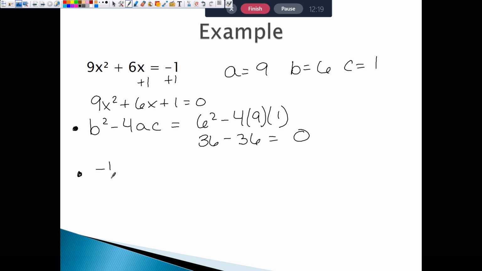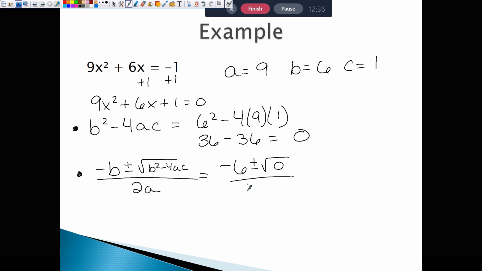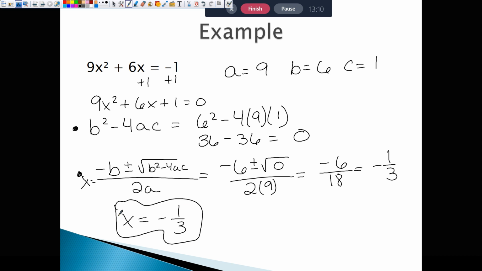So let's go into our equation. Negative b plus or minus the square root of b squared minus 4ac all over 2a. So negative 6 plus or minus the square root of 0 all over 2 times 9. What's the square root of 0? 0. Does it matter if I add or subtract 0? No. So my top is just going to be negative 6. What is 2 times 9? 18. Now let's reduce. Negative 1/3. So x equals negative 1/3. That is my solution, because 6 goes into both 6 and 18 to reduce.